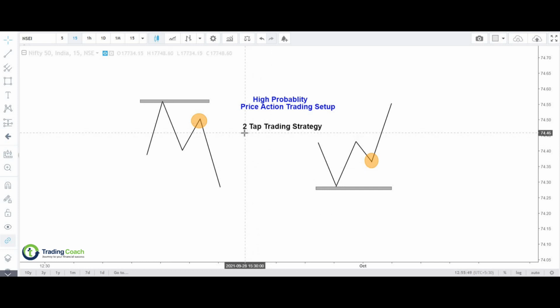The name of the trading strategy is the two-tap trading strategy. Here is a diagrammatic example of that. I have drawn a simple diagram based on this. This is a pure price action trading strategy, which means we don't have to use any indicators. To implement this strategy successfully, all you need to do is understand the market price action. You should be able to read the charts, and you should be able to identify this particular setup in real time.